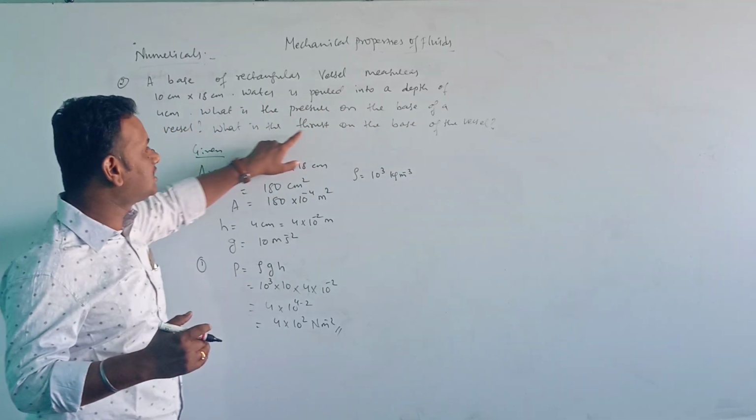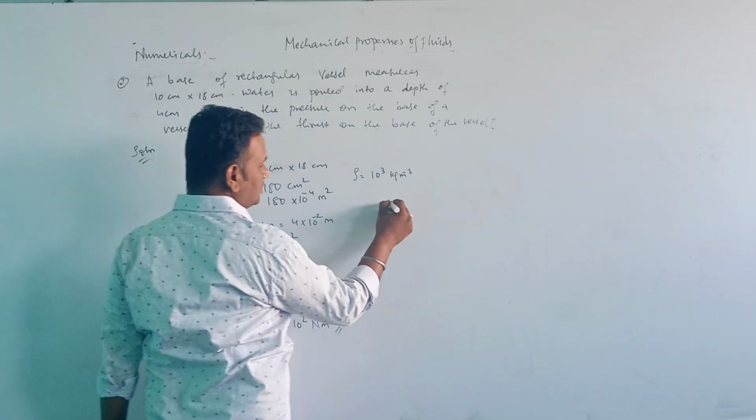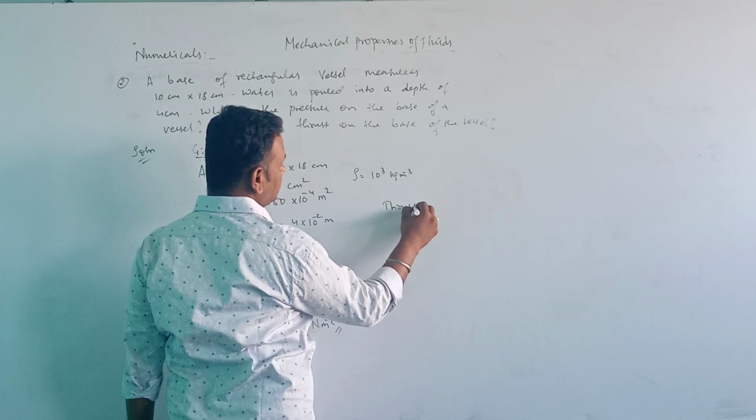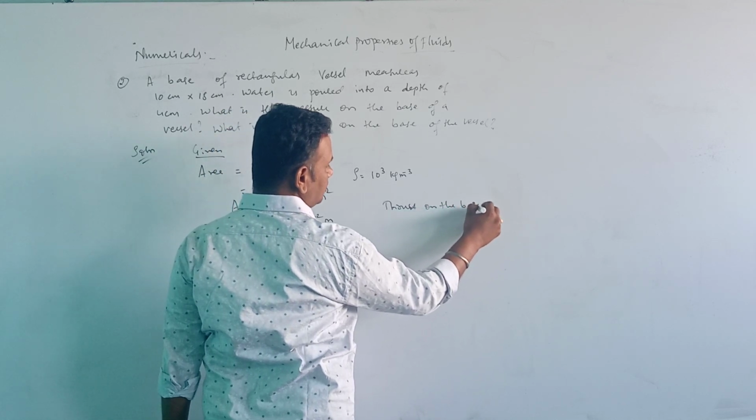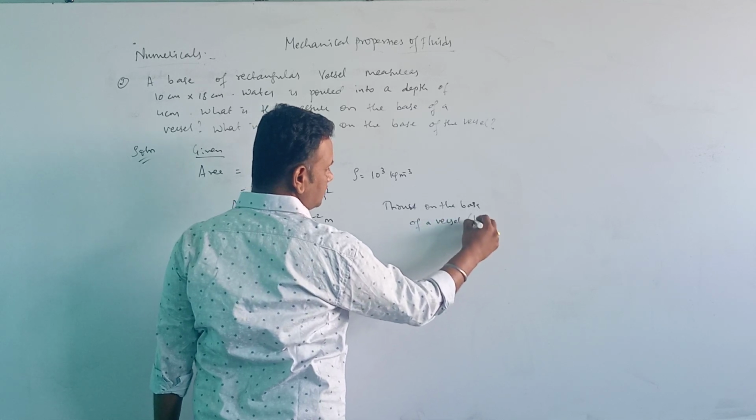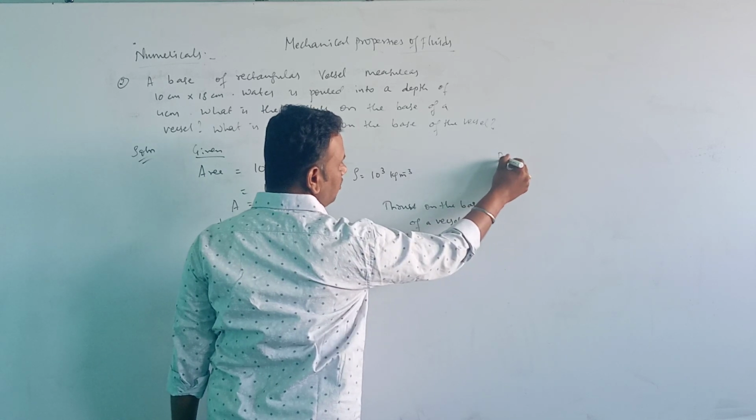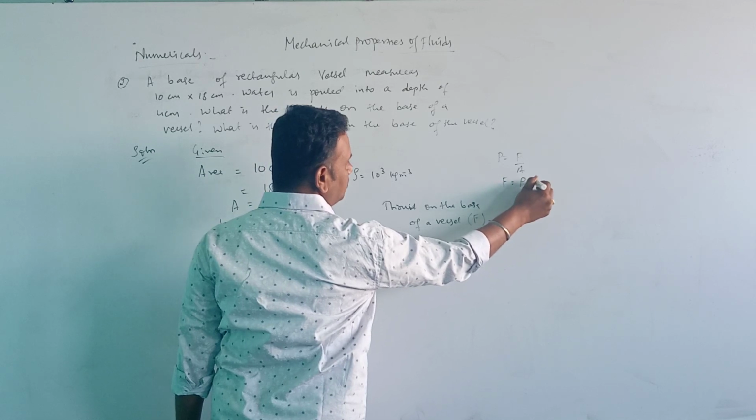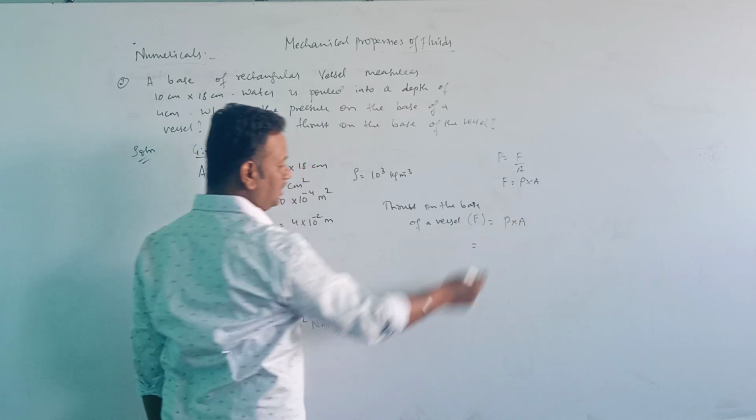Now next, what is the thrust on the base of a vessel? So thrust on the base of a vessel, that means force F. We know that pressure is given by F by A, which can be written as F equal to P into A. So we are taking it as P into A, pressure into area.